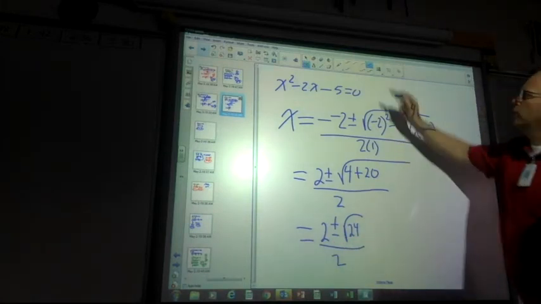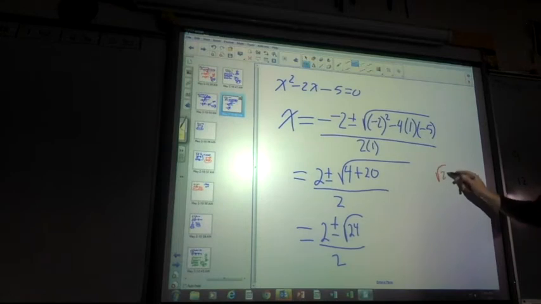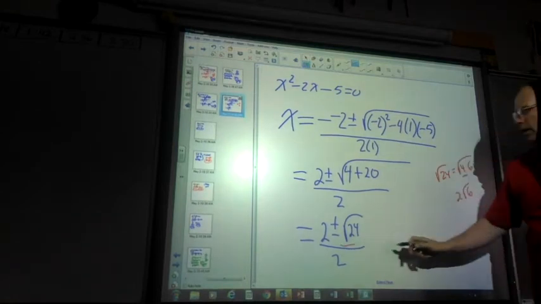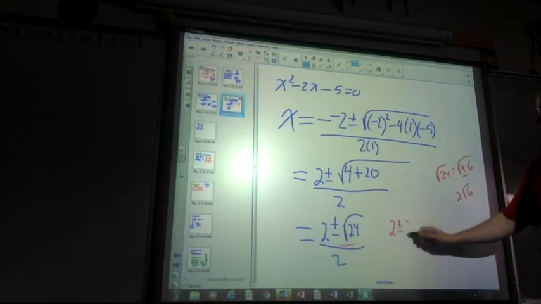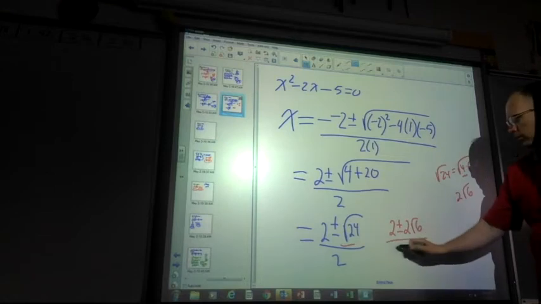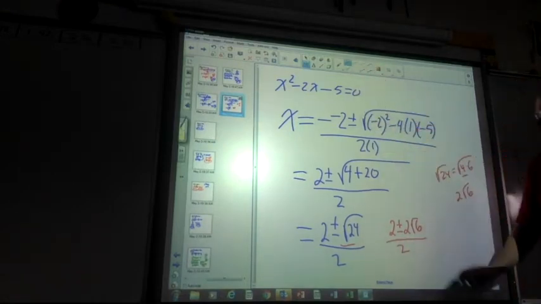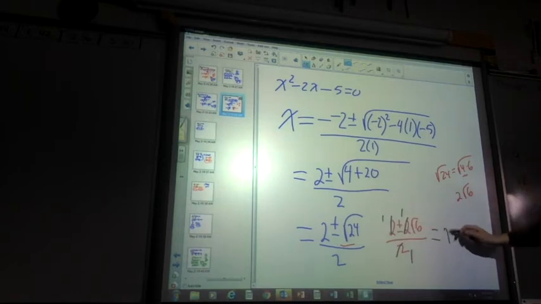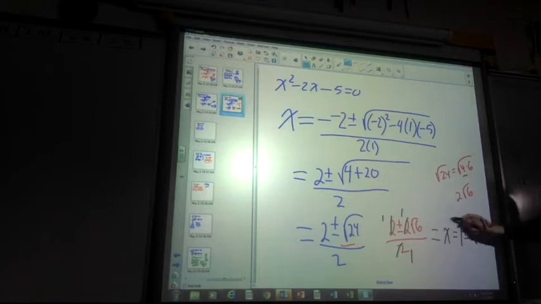I believe the square root of 24 is going to break up into 4 times 6. Why not 3 and 8? Well, 3 and 8 are not perfect squares. So the square root of 4 is 2, so I get 2 root 6. That's going to replace this right here. Reduce it. So it looks like x equals 1 plus or minus root 6 over 1. There's my answer.